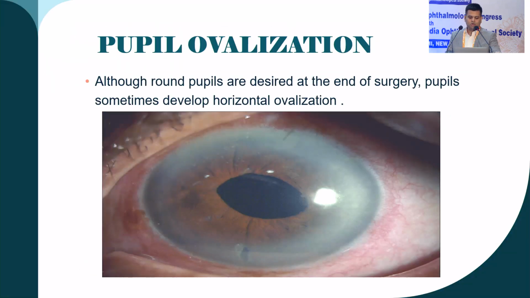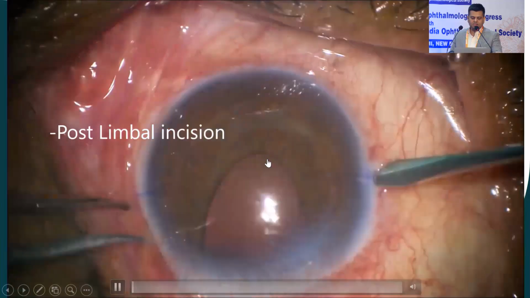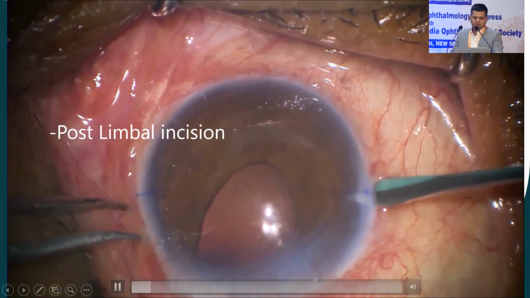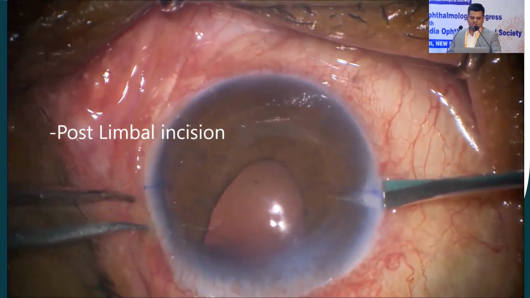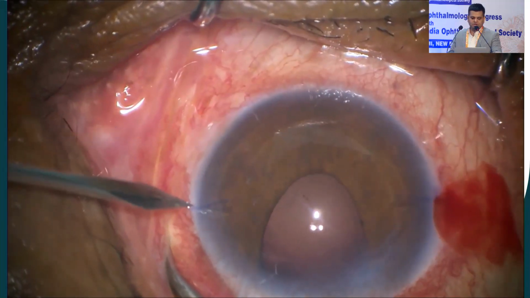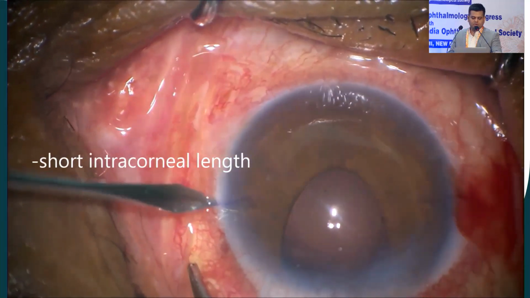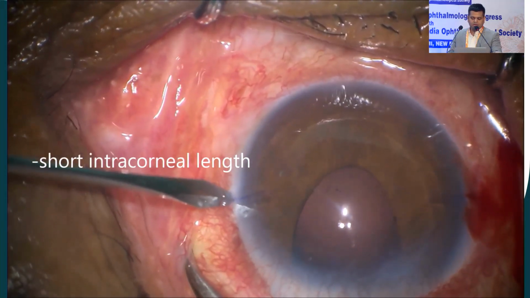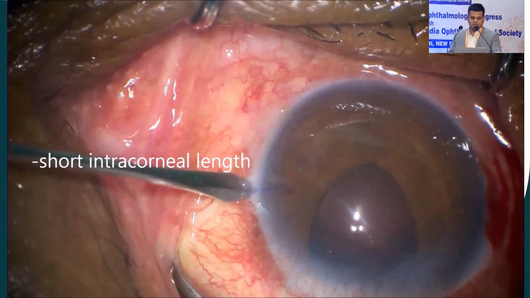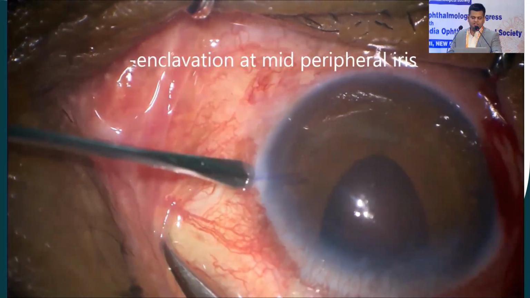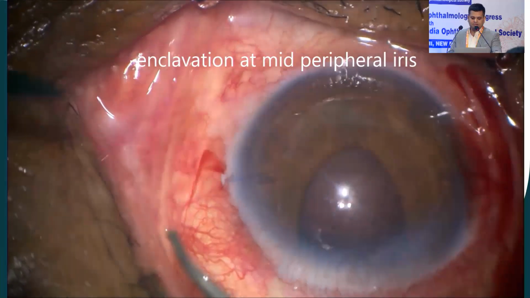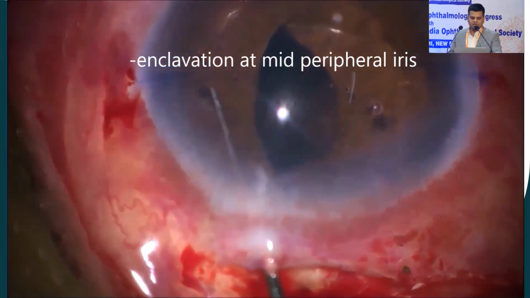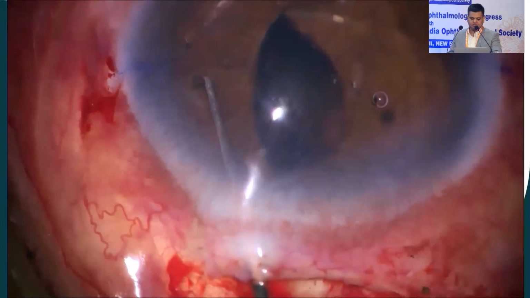Pupil ovalization. Although round pupils are desired at the end of the surgery, the pupils sometimes develop horizontal ovalization. In order to prevent this, this small video depicts that our stab incision should be a post-limbal incision with a short intracorneal length, and it should be diagonally opposite at 0 and 180 degrees, with enclavation at the mid-peripheral iris. This is how we should do it.